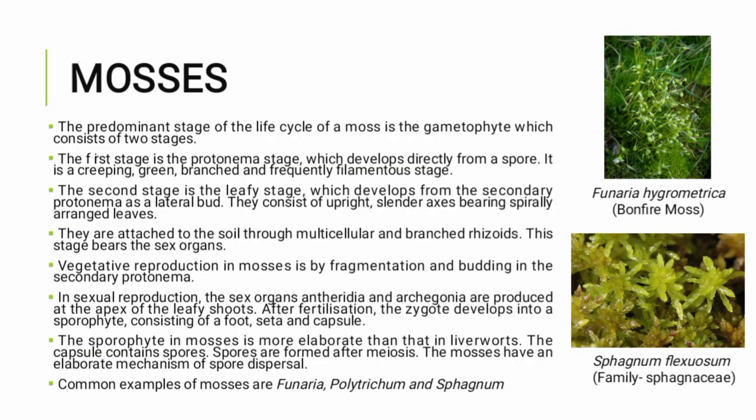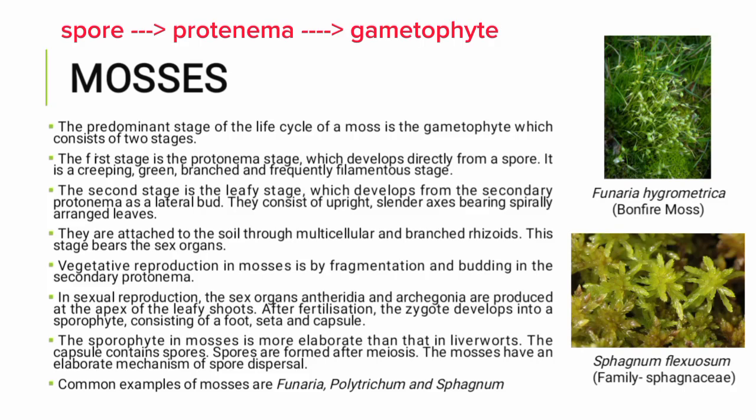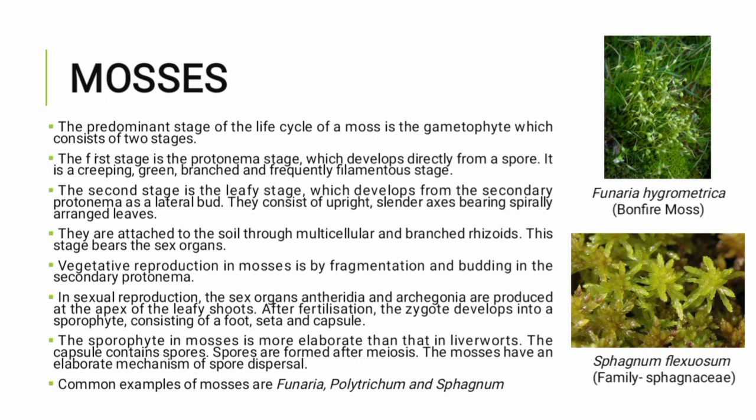Mosses are the most advanced form of bryophyte. The first stage is the protonema stage, which is developed directly from a spore. It is a creeping, green, branched and frequently filamentous stage. After that, the second stage is a leafy stage, which develops from the secondary protonema. So it's basically spore, then the protonema, and then the gametophyte, and then the gametes, fusion, and then the production of a zygote, the sporophyte, and the gametophyte is formed again from the spores, and the cycle continues.